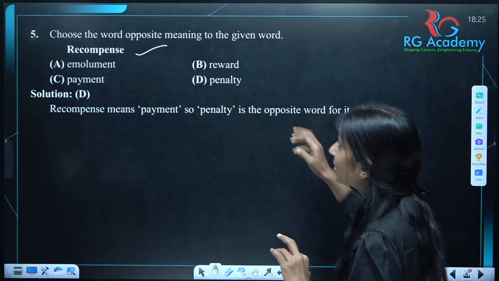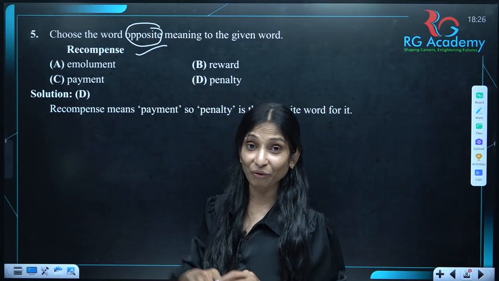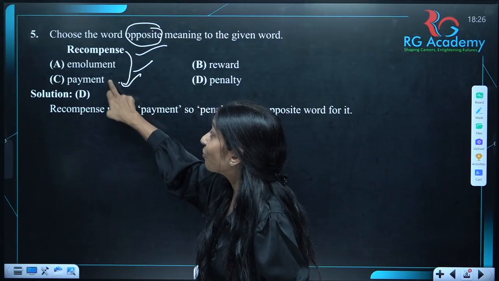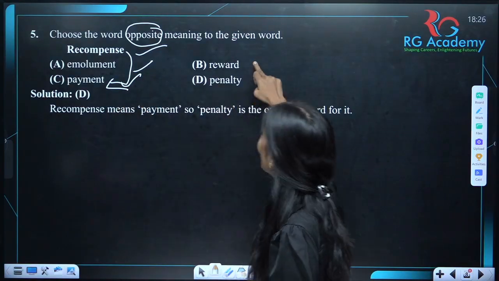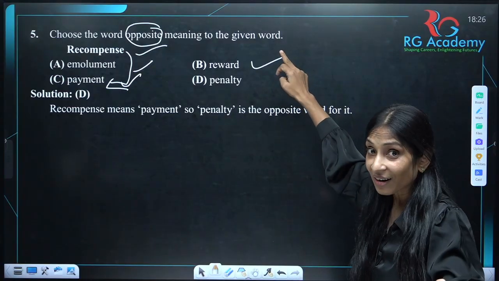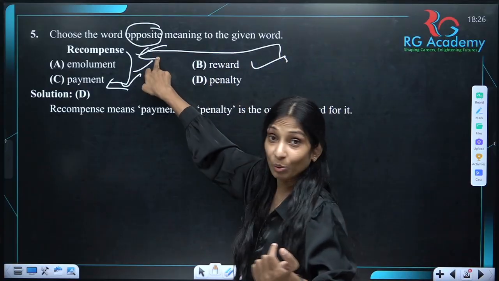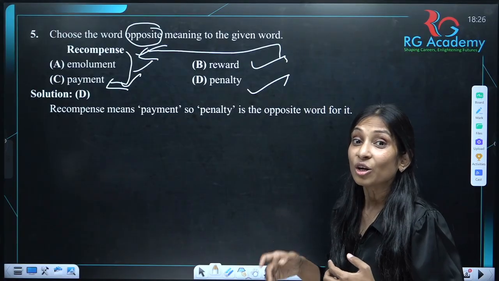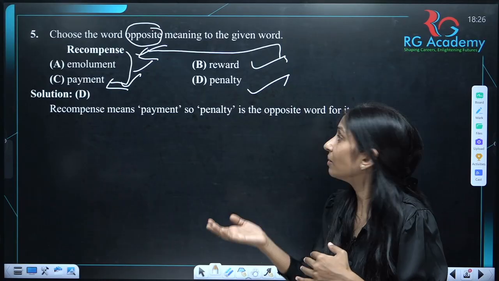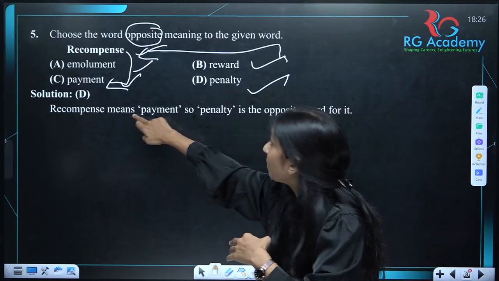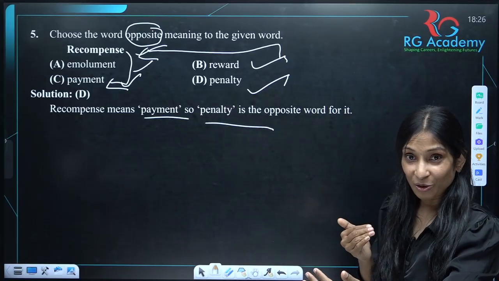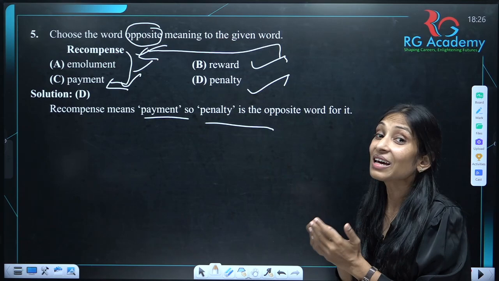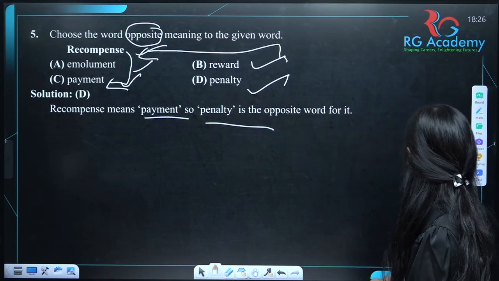Now let us see the options, and remember we have to give the opposite of the word, right? So emolument, no. Okay, then payment is the meaning of the word, so we cannot put this option. Reward is again giving, right? Which is the meaning of the word. Now penalty, yes, it is the correct answer, because recompense means payment, and in penalty you take money from someone. When you are penalizing someone, you take money from that person. So this is the correct answer for the word that has been given in the question.